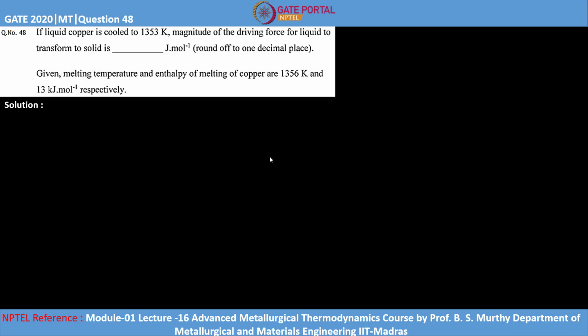So this is question number 48 of GATE 2020 Metallurgical Engineering. If liquid copper is cooled to 1353 Kelvin, the magnitude of driving force for liquid to transform to solid is in joule per mole. Given melting temperature and enthalpy of melting of copper are 1356 Kelvin, which is our melting point, and 13 kilojoule per mole is our enthalpy of melting.